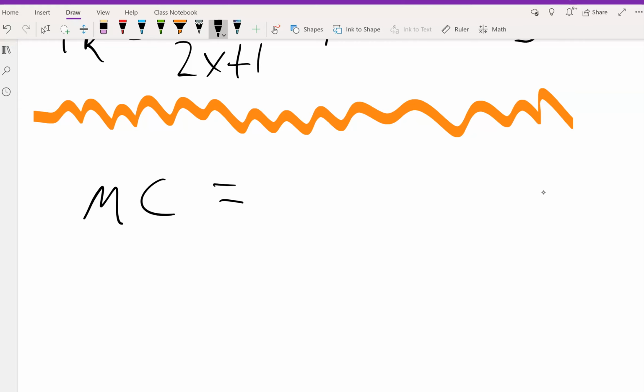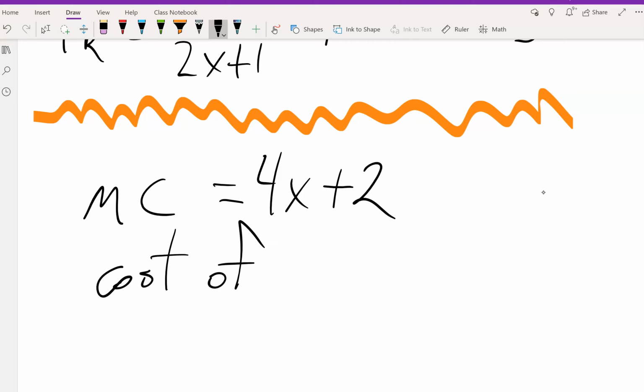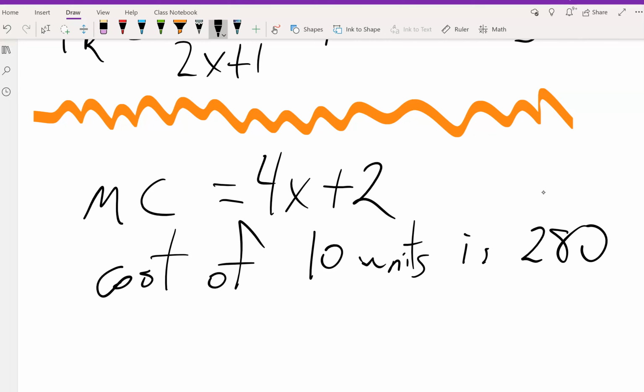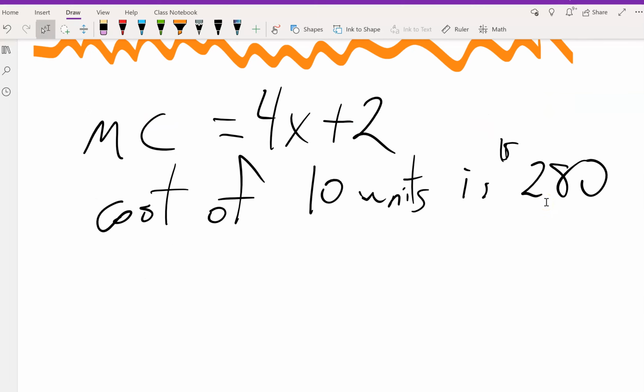And let's bring this one down a little bit in difficulty. Let's say the marginal cost is 4x plus 2. And let's say the cost of 10 units is $280. Can I find the original cost function?